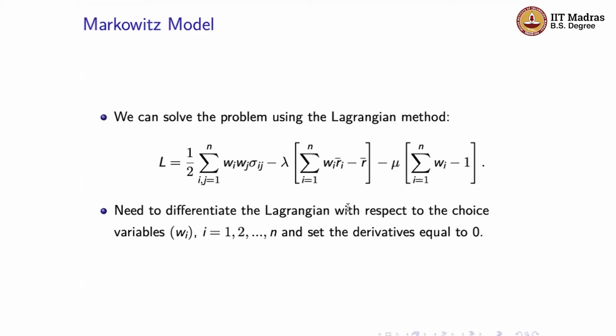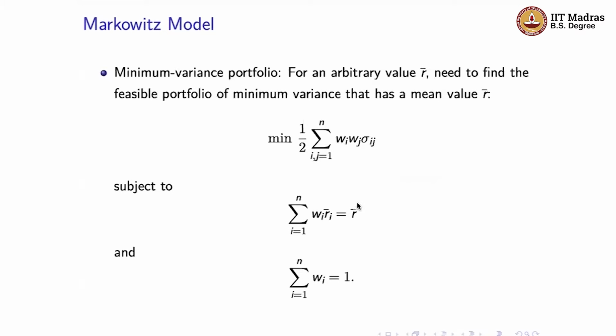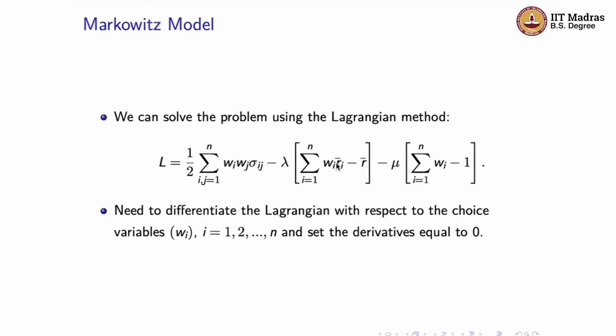Okay. Now, in order to solve this problem, we need to differentiate the Lagrangian with respect to the choice variables, and set each of these derivatives equal to 0. Now, what are the choice variables? Well, if you look at this problem, the choice variable is basically nothing but the weights, right? Remember, what we want to do is choose a portfolio, and a portfolio is nothing but a set of weights which satisfy this condition. So therefore, our choice variable here is Wi, where i takes the value 1 to n.